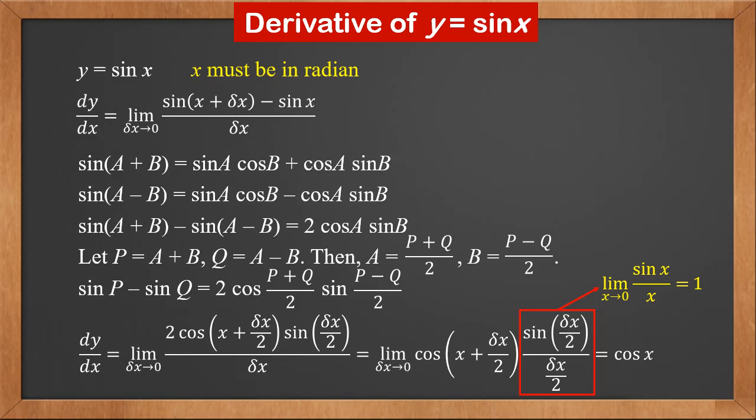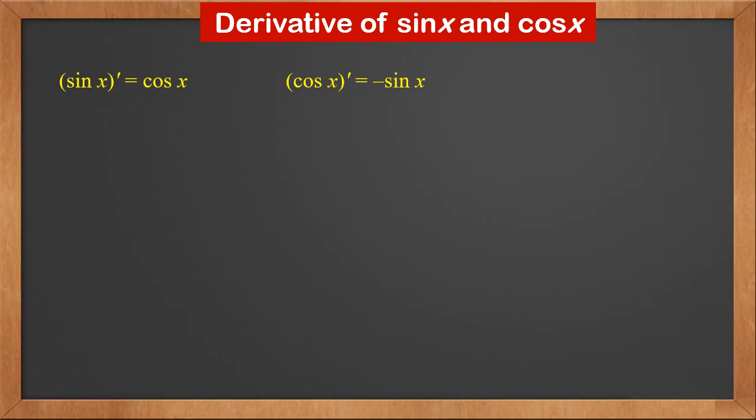Again, x must be in radian. In calculus, all angles are in radian. The derivative of sin x is cosine x. With the same approach, we can find the derivative of cosine x is minus sin x. We'll not show the derivation here. Pay attention to the minus sign in the derivative of cosine x.